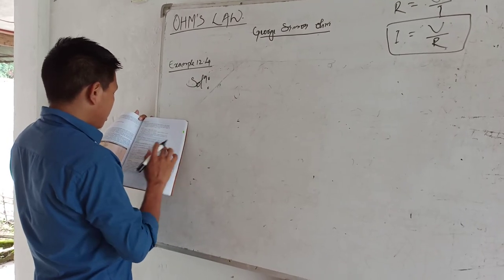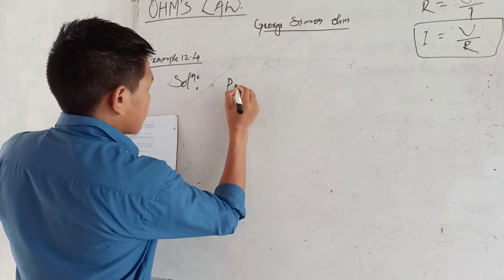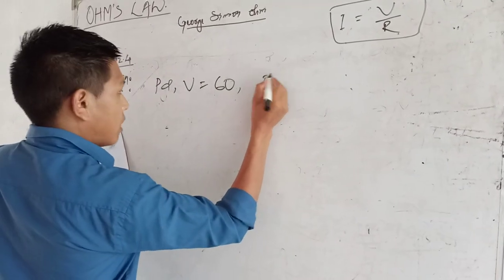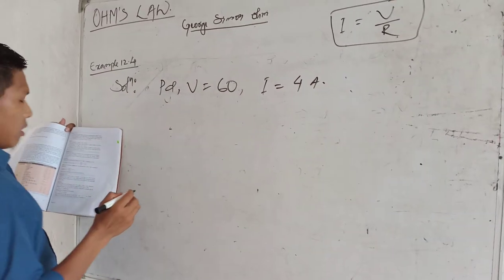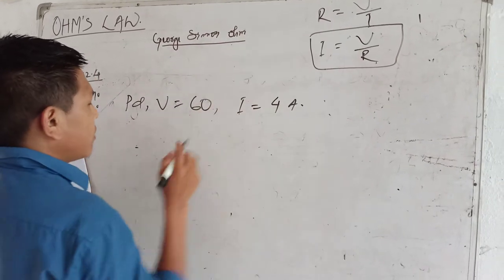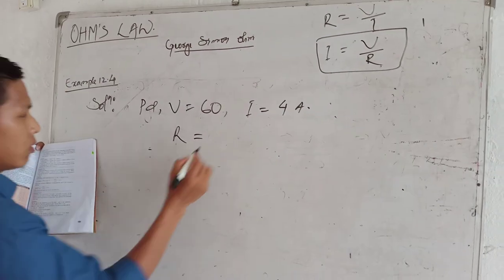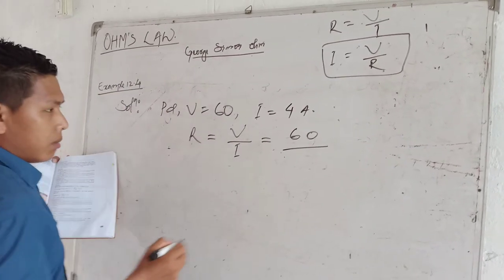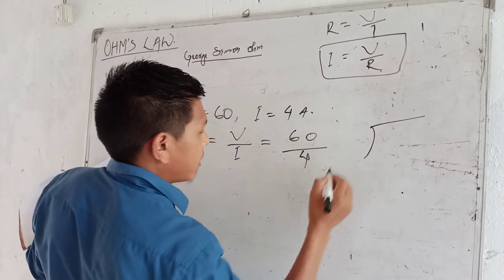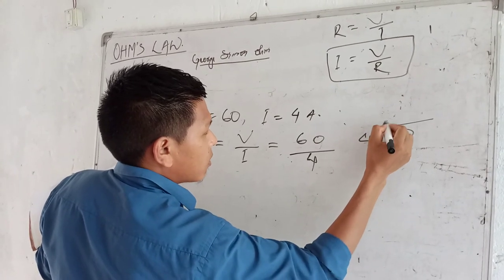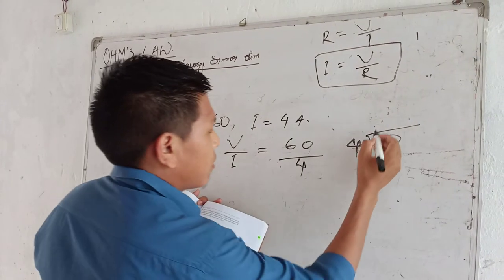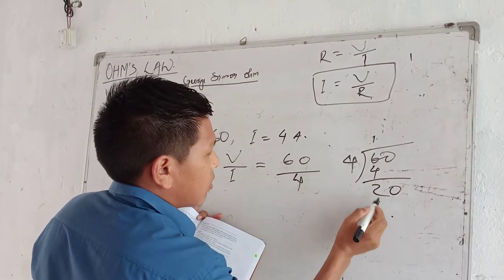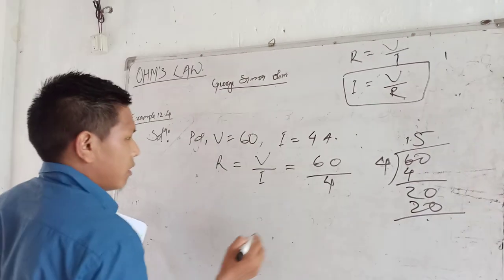So now the solution. You are given the potential difference, V is equal to 60 volt, and the current I is equal to 4 ampere. Now since they are giving I and V, we have to find the resistance R, that is R is equal to V by I, 60 by 4. When we divide 60 by 4, we have 15.